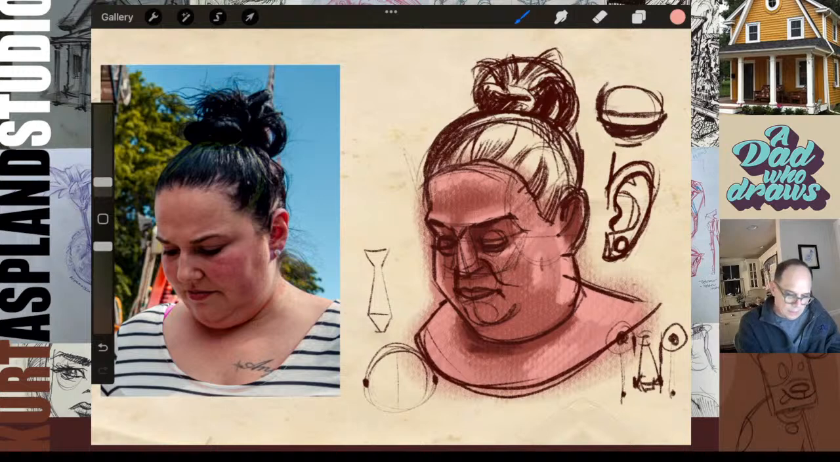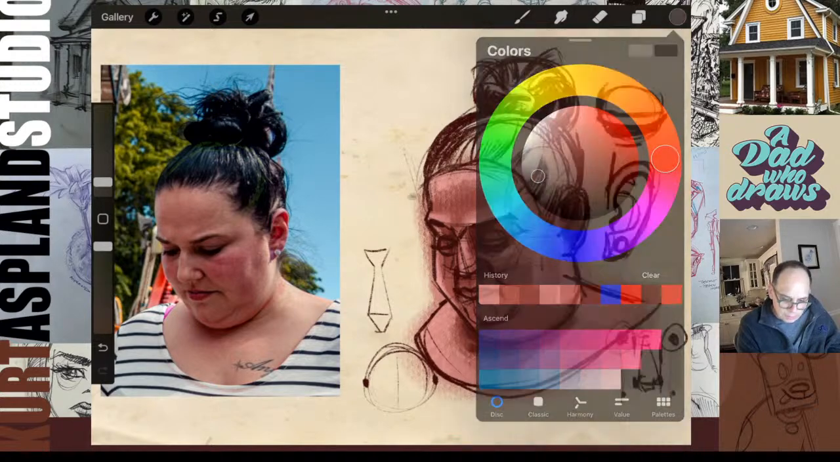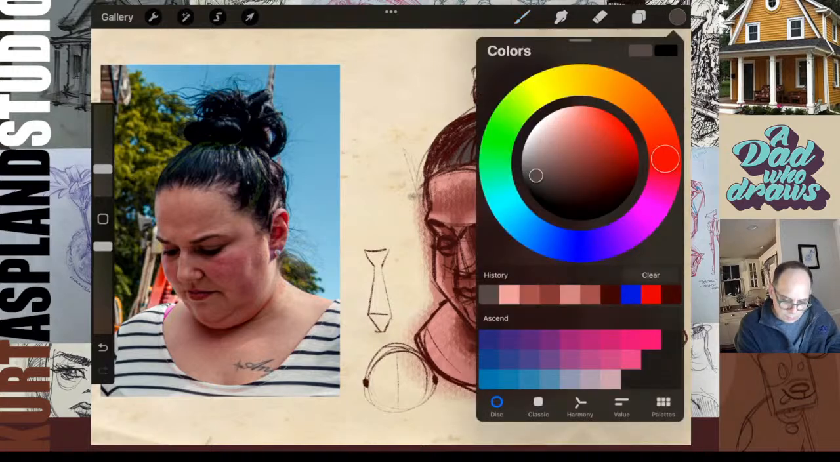All right, and let's just drop in a nice black tone for that hair. And I'm not going to go totally black. I'm going to go with a bit of a gray. Now let's get a little darker tone there.